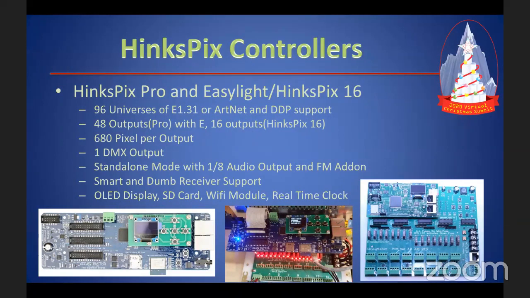Kind of the future they're going for is the HinksPix Pro, which, similar to the AlphaPix Evolution, has 3 outputs, so you can do up to 48 outputs. But then it also supports 680 pixels per output port. It's got DMX, and then it also has a standalone mode with audio, and it has the newer smart and dumb receiver that they're coming out with, that you can daisy chain up to 15 smart receivers together, and it has an OLED, SD card, Wi-Fi module, and all the things required for standalone mode. The middle picture is the controller I have mounted to a stack with a receiver out and a SPI board, or the local output board, on the bottom.